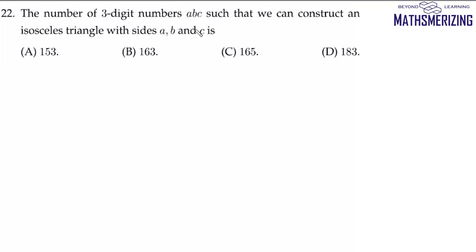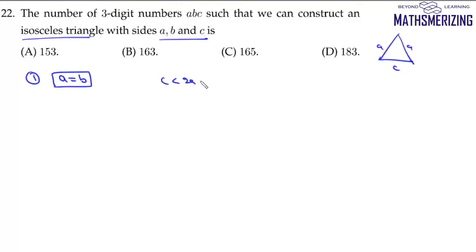Now question number 22 is, the number of 3-digit numbers ABC such that we can construct an isosceles triangle with sides A, B and C. Now if it is isosceles, then 2 sides will be equal. So we'll consider this case when A equals B. So we have this triangle. Here we have A and C. Now these 3 lengths will form a triangle if sum of 2 sides is greater than the third side. So that means C is less than 2A.